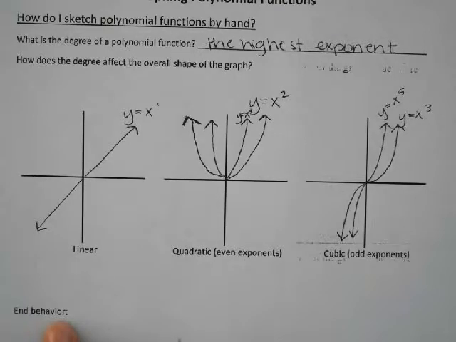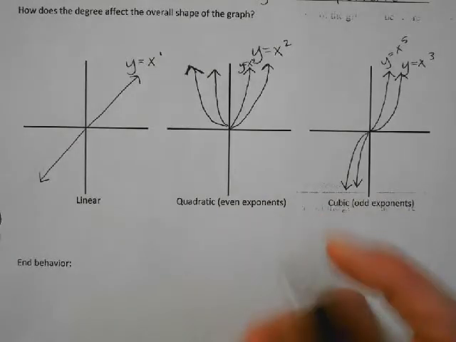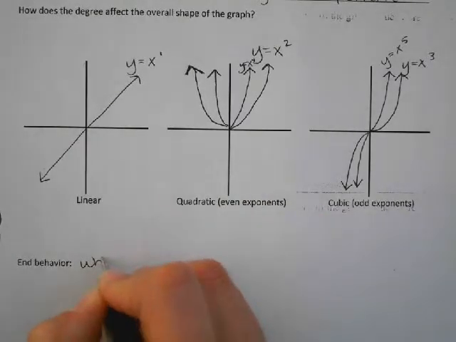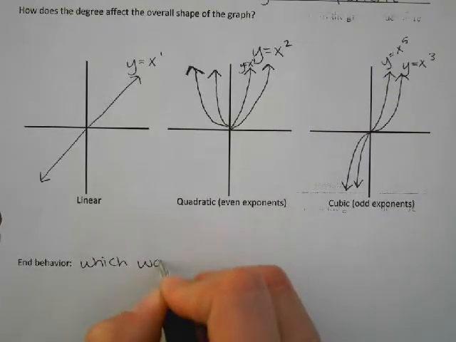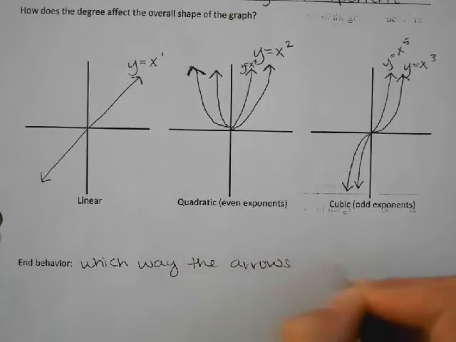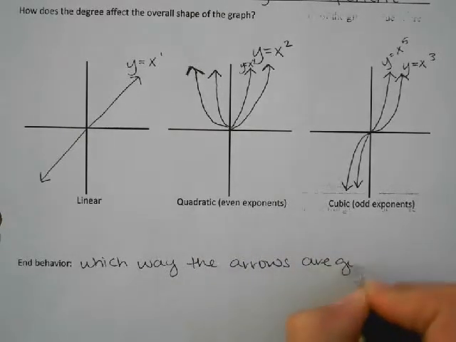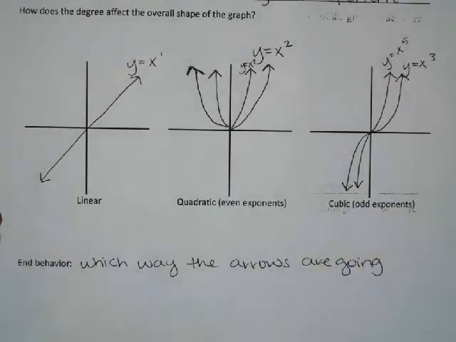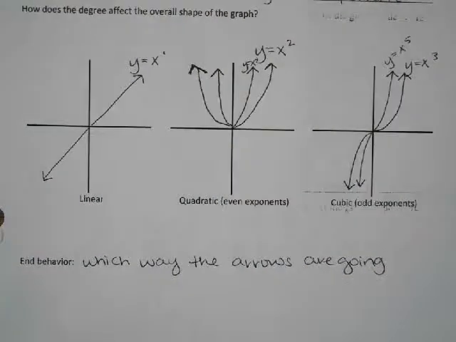So down here where it says end behavior, the end behavior of the graph just means which way the arrows are going, okay? So the end behavior is which way the arrows are going. So we have two options.